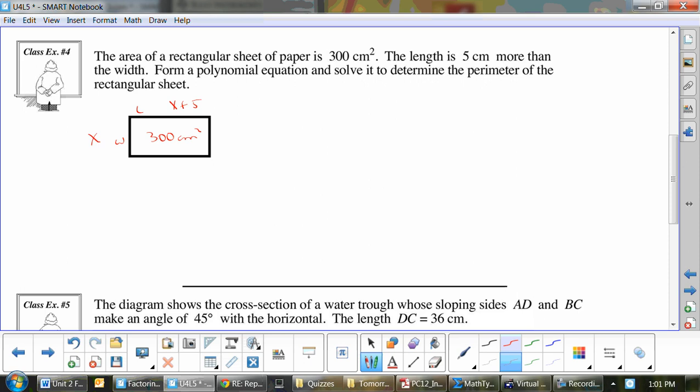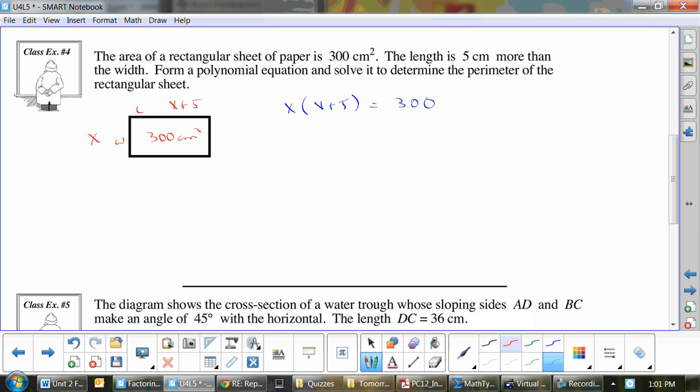Now, how do you figure out area? Length times width. So we would have x times x plus 5 equals 300. Now, actually, we don't even know what we're looking for. What are we looking for after all this is done? The perimeter. So once we find the sides, we're going to have to add them all up. But let's find the sides first. We don't know what they are.